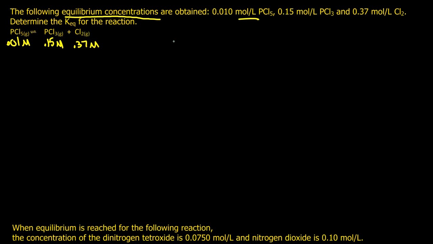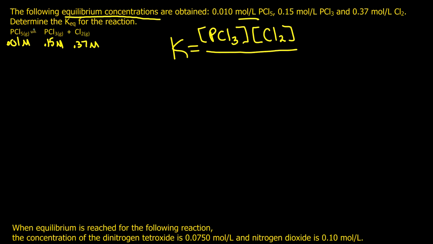All right, so let's write our formula so we can solve for K. Well, K equals products over reactants. So my products are PCl3, and since I'm dealing with molarity, these are going to be brackets. Chlorine is Cl2, and both of these are to the first since they don't have a coefficient in front of them. It's going to be over the reactants. My reactant is PCl5, also raised to the first since it does not have a coefficient. Now I got my formula.